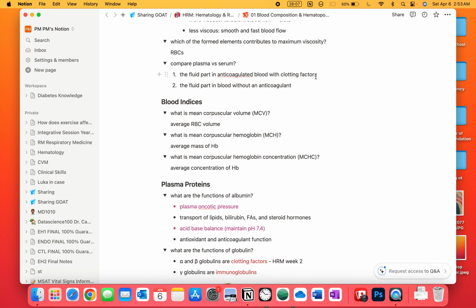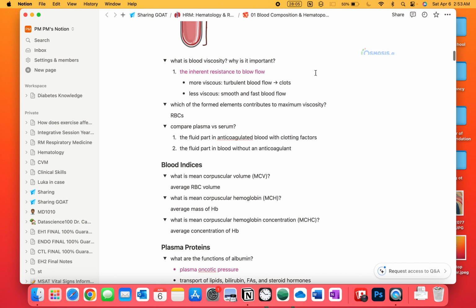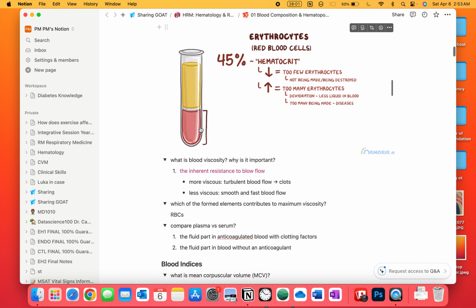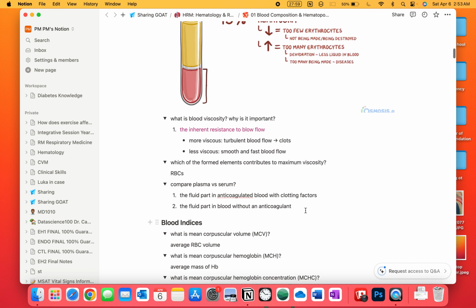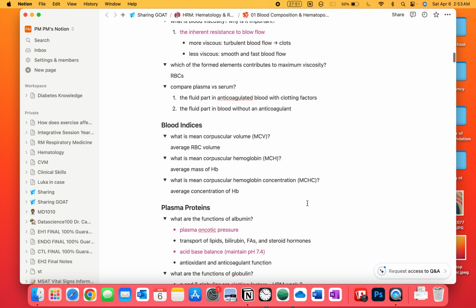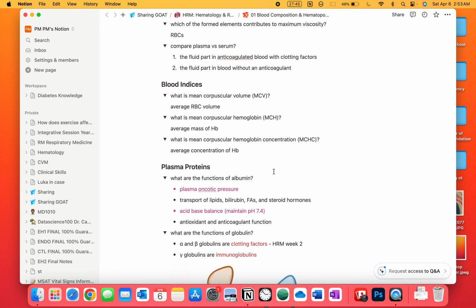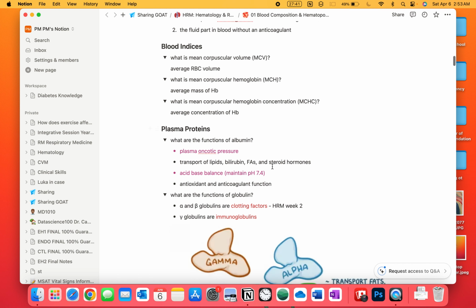Compare plasma versus serum. These are going to be the thing that does not sink to the bottom when you do the centrifuge. That's going to be both plasma and serum. Only difference is plasma has the clotting factors, serum does not have the clotting factors. Mean corpuscular volume is just the average red blood cell volume. Mean corpuscular hemoglobin, average mass of hemoglobin. Mean corpuscular hemoglobin concentration, average concentration of hemoglobin.